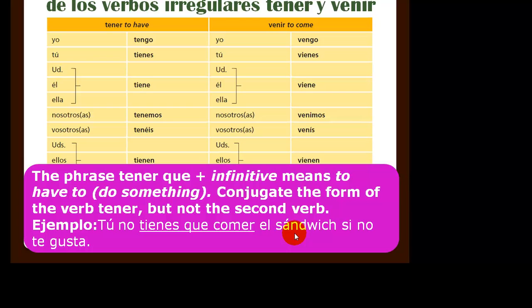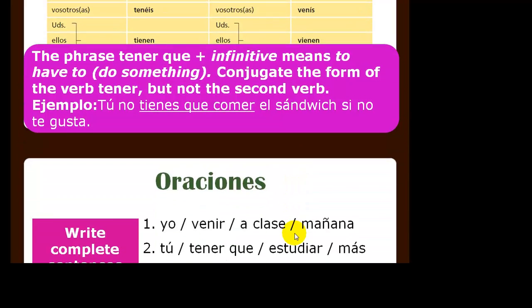So for example, tú no tienes que comer el sándwich si no te gusta. So that says you don't have to eat the sandwich if you don't like it. Another example just in the affirmative, let's just have it say, you have to eat the sandwich. And that would be tienes or tú tienes if you want to add extra emphasis with the subject. Tú tienes que comer el sándwich is how that would work.